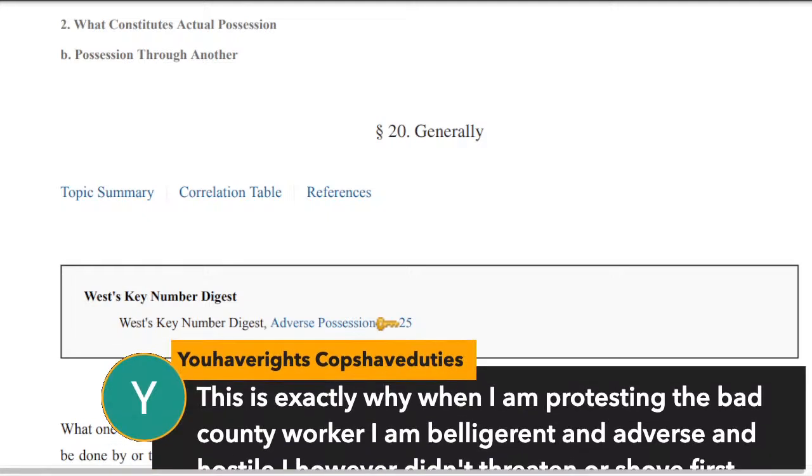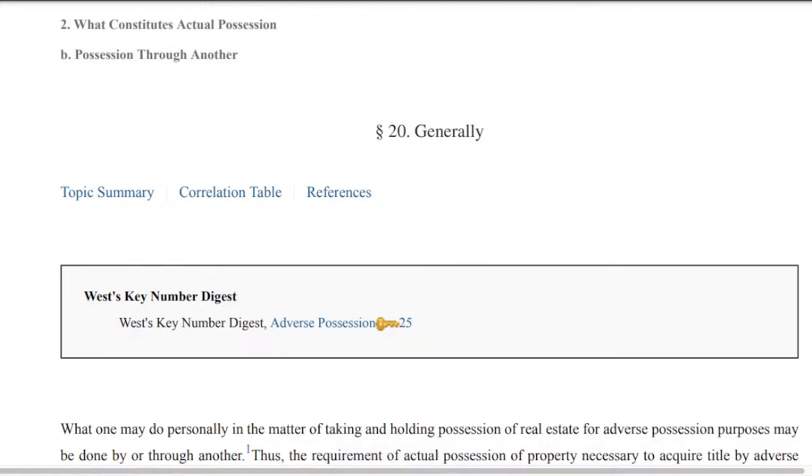And what we would say here is exactly when I am protesting the bad kind of work, I am belligerent and adverse. Hostile, I didn't threaten or shade. Yeah, your case is a whole other thing I'd like to go over at some point, because there are some issues. I'm still a little confused on what the official rules were for all those players in that video, You Have Rights, when the shoving was going on. I don't care what they say, but as far as I can tell, they came there to do nothing but cause you harm, and what ensued from there is just a matter of defense, the way I see it. At least in Florida, it would be construed that way, I believe.